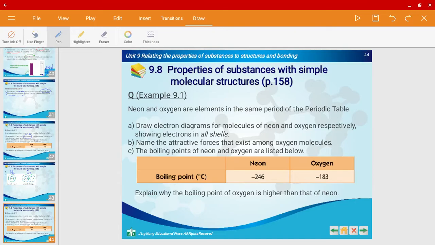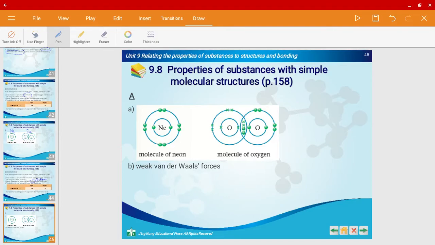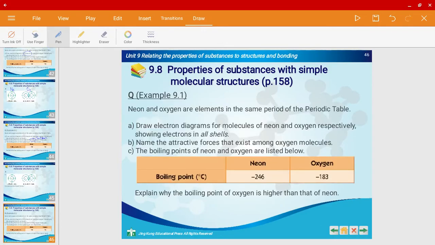Question B. Name the attractive force that exists among oxygen molecules. Notice the word they use is among, or sometimes between. So what is the attractive force among or between oxygen molecules? Yes, it is weak van der Waals forces. Finally, let's look at question C. The boiling points of neon and oxygen are listed below. Explain why the boiling point of oxygen is higher than that of neon.